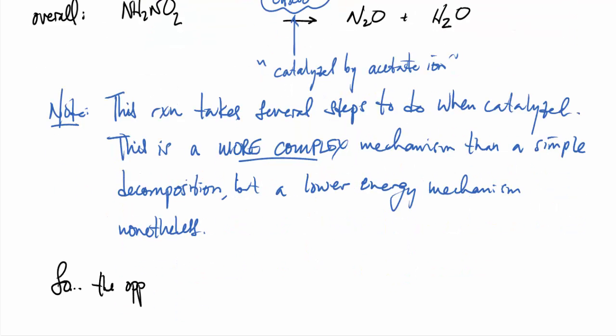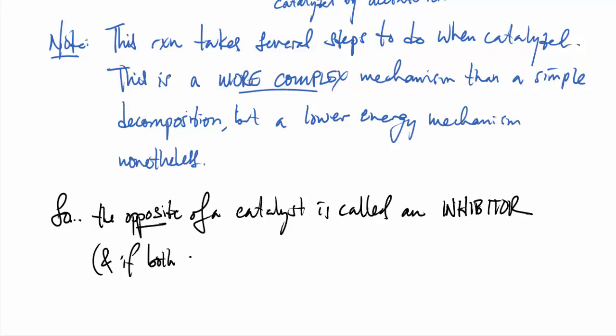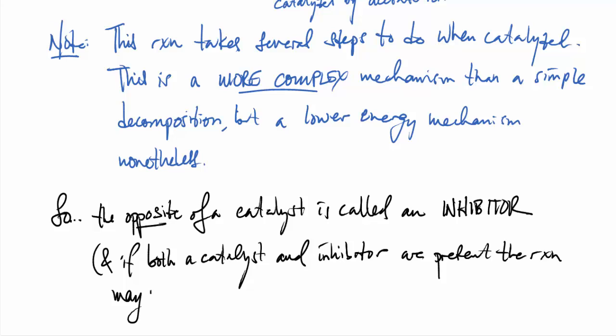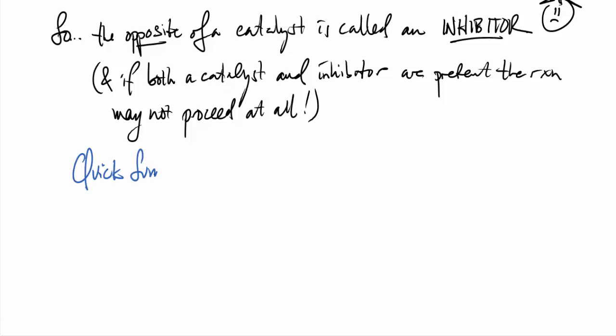Okay, so the opposite of a catalyst, what is that? Something called an inhibitor. And of course, if you put an inhibitor and a catalyst both together, you might actually mess up the mechanism of the reaction so much it doesn't even proceed at all. So an inhibitor is used to slow down a reaction. It's kind of the opposite of a catalyst.